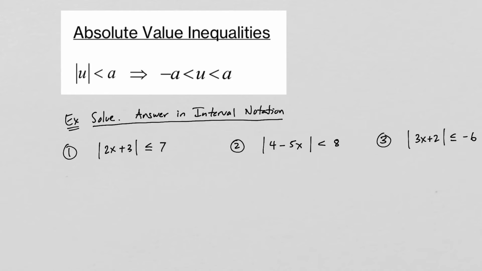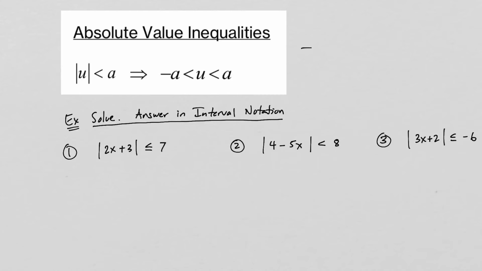So we're going to start with the absolute value inequality where we have an expression like the absolute value of u is less than some positive number a. Now, this means that u needs to be between a and negative a. And let's think about why that is true.